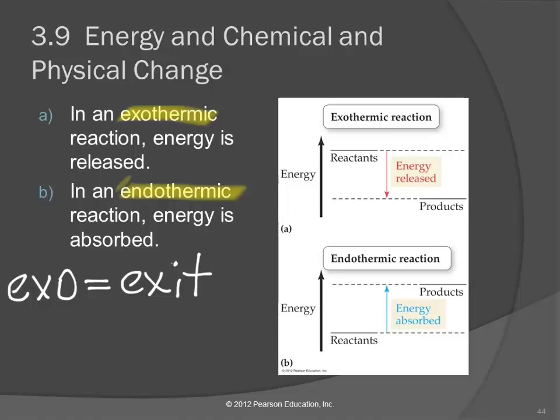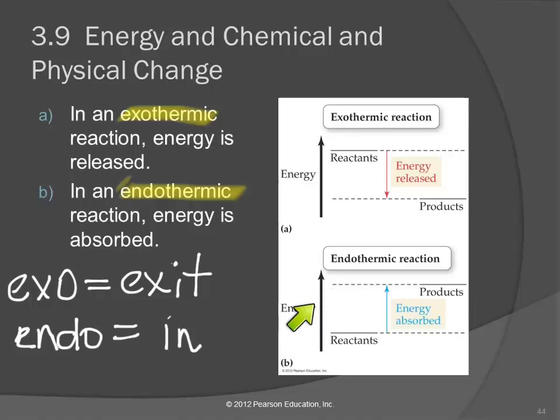And what we do when we think about these things is we have to define a system and the surroundings. And so it's always in terms of the reaction or the particular thing we're looking at. Is the energy leaving it or is it coming in? If it's leaving, exit, exothermic. Endo is a little bit like the word in. Endo equals in. So an endothermic reaction, energy is coming into the reaction.